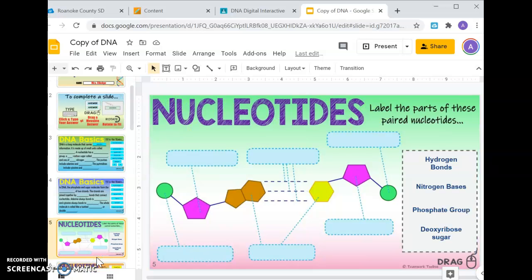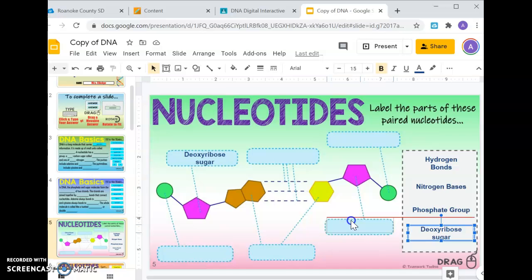Now, on slide 5, I want to help you out a little bit. Let's start with these little house-shaped figures. With these little house-shaped figures, I think of the gingerbread house, and the gingerbread house is made out of sugar. So we're going to drag our deoxyribose sugar over there. And if this house is made out of sugar, this house is also going to be made out of sugar.